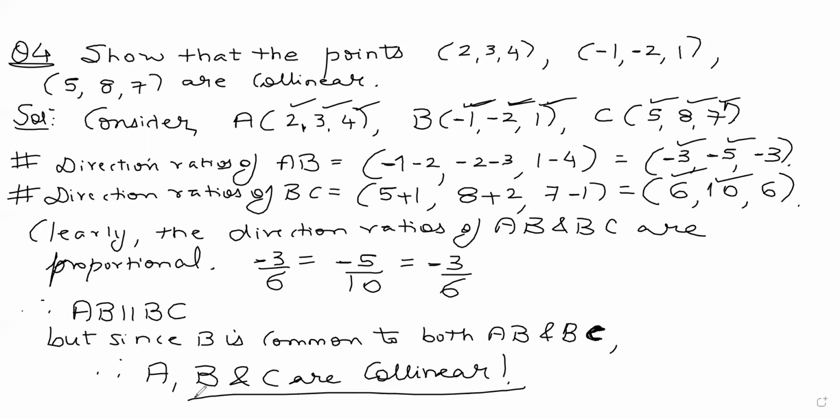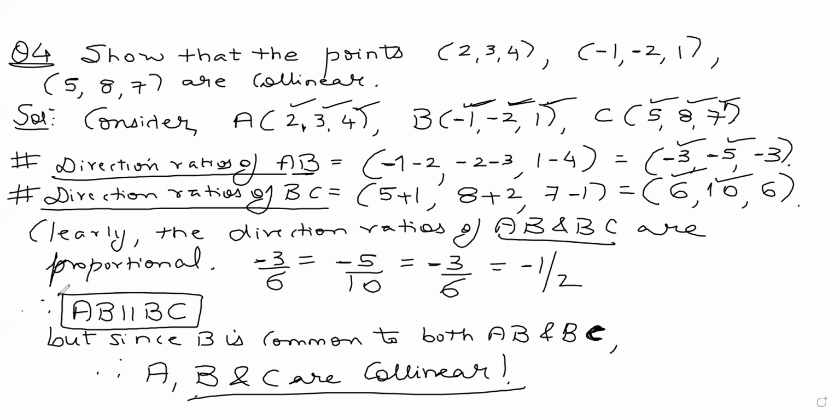So quickly revising the solution again, we were given these 3 points A, B and C. We found the direction ratios of AB. We found the direction ratios of BC. We have observed that both the direction ratios are proportional to each other, because if you work them out, they are all coming out as minus half. And if direction ratios of AB and BC are proportional, that simply means that AB is parallel to BC. Now AB is parallel to BC, but B is the common point. This simply means that A, B and C are lying on the same line, and if they are lying on the same line, it means that they are collinear.